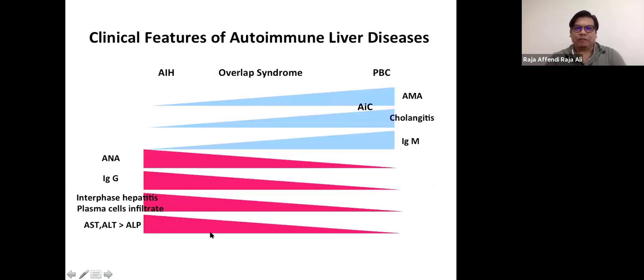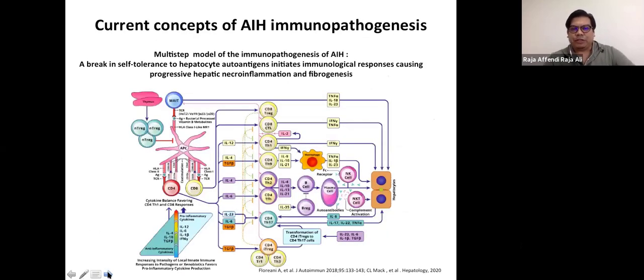If you look at the clinical features of autoimmune liver disease, AIH is more ANA positive, with IgG, interface hepatitis with plasma cell infiltration, and predominantly elevated transaminases, as opposed to primary biliary cholangitis with AMAs, cholangitis and IgM predominance, with the overlap syndrome somewhere in between. These are very congested slides.